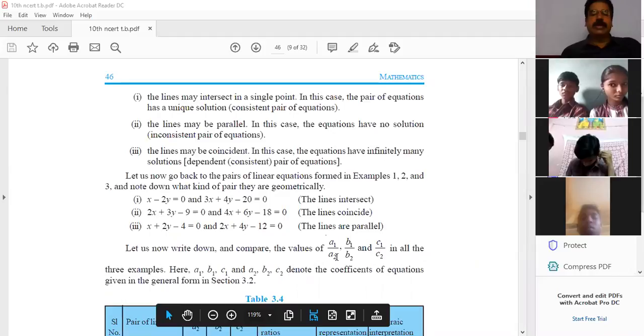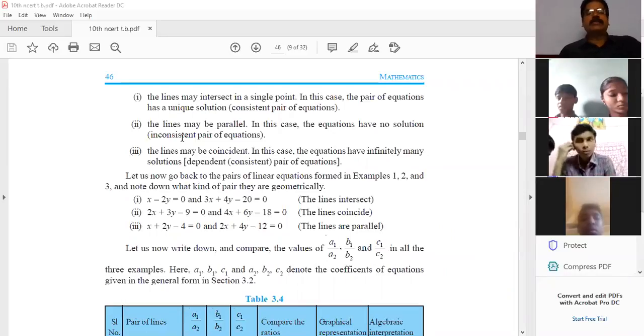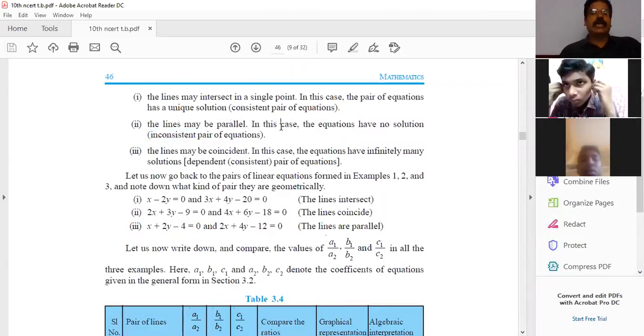And the second case is the lines may be parallel. In this case, the equations have no solution. If they are parallel, they have no solution, and those equations are inconsistent equations. If they are intersecting at one point, they are consistent equations. If they are parallel lines, they have no solution, and those equations are called inconsistent equations.